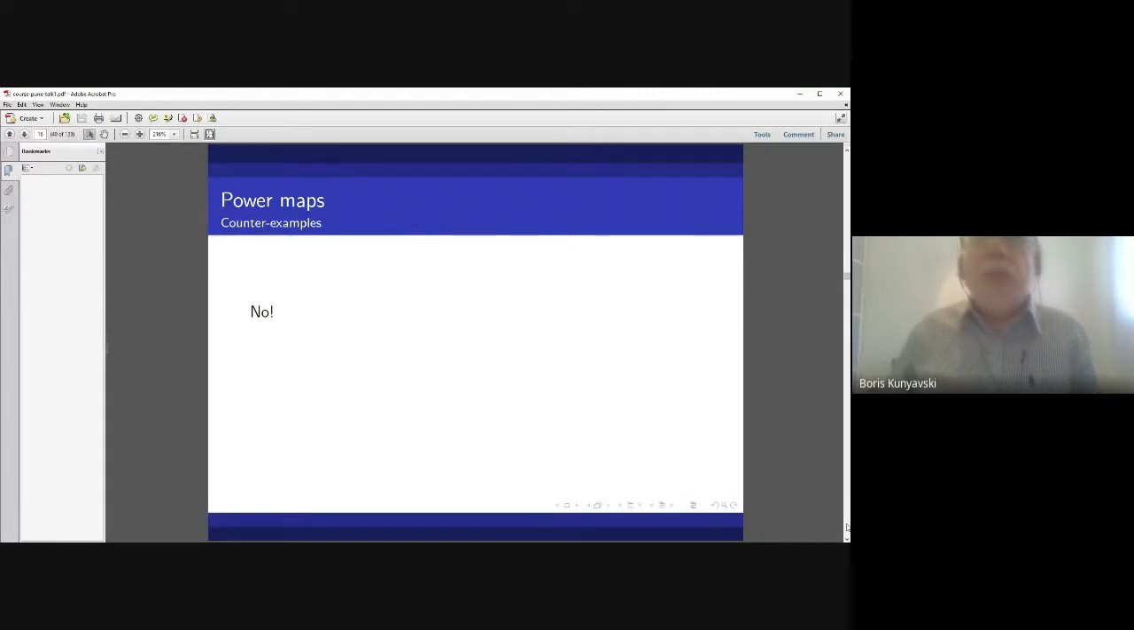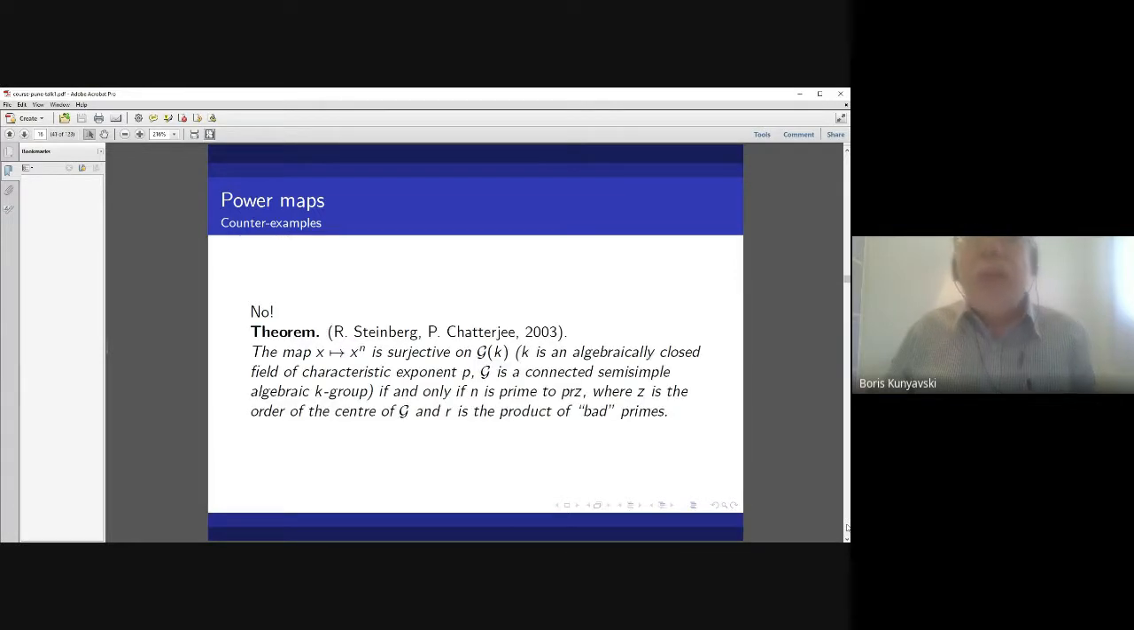Maybe in India people know more about that because one of the main contributors to the area is a mathematician from India, Pradeep Chatterjee. Together with Robert Steinberg, in fact, independently, Steinberg and Chatterjee proved the following theorem: that the power map is surjective, where K is an algebraically closed field of any characteristic, say, characteristic exponent p, if and only if the exponent is prime to p and also prime to the order of the center and prime to all bad primes.